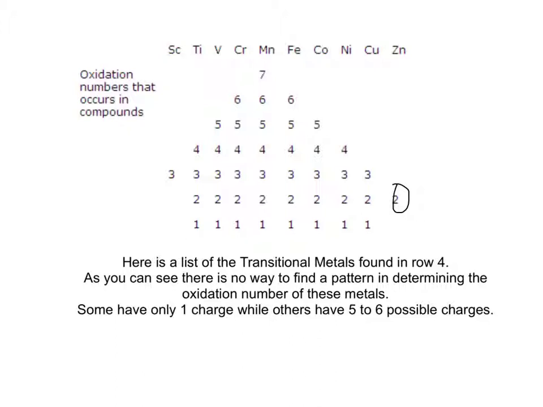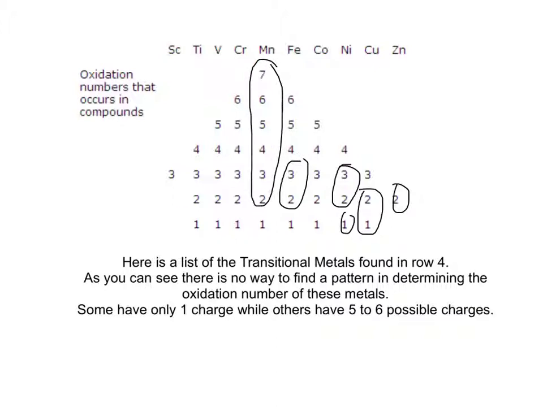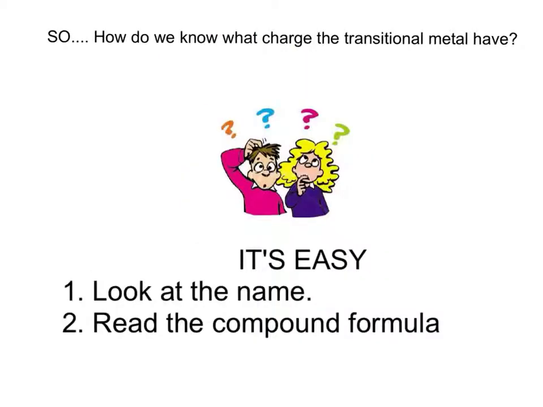Copper is usually either copper 2 or copper 1. Nickel is usually somewhere in this 2 to 3 range, but occasionally could be a 1. Iron is usually a 2 or a 3. Manganese can be anywhere from 7 to 2 in through here. And then chromium is usually in this 4 to 3 range, but it can have different charges. So there's really no way we can determine what the charge is unless we see the name or read the compound formula.